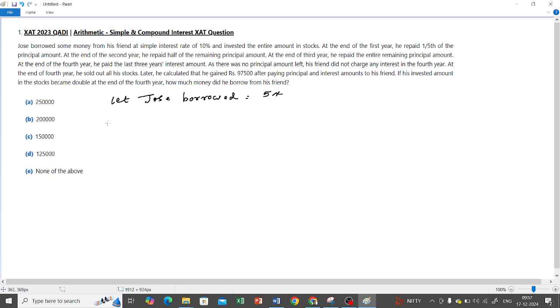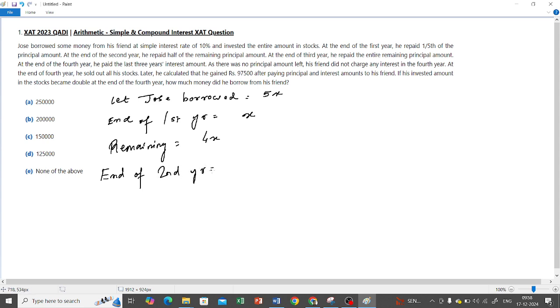Now at the end of the first year, he paid one fifth of the principal amount, so one fifth of this means x. What is remaining? 4x. At the end of the second year, he paid half of the remaining amount, which is 2x.